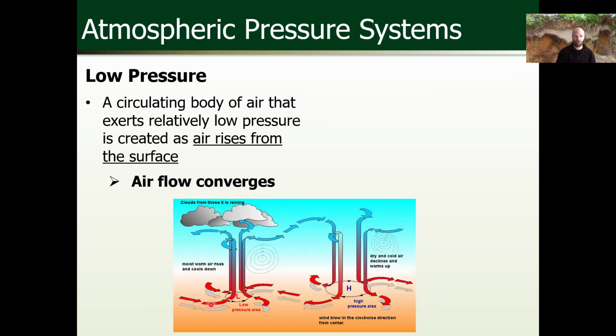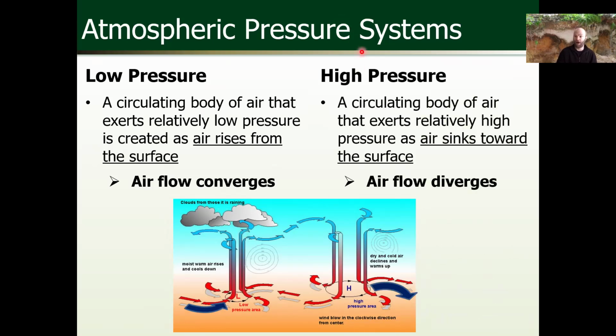And so you have converging and rising, or converging and ascending, under a low pressure center. And so it looks something like that. Whereas under a high pressure center, you have air descending. And so literally air up high is descending, coming down to the surface of the earth. And when it hits the earth, it has to go somewhere.